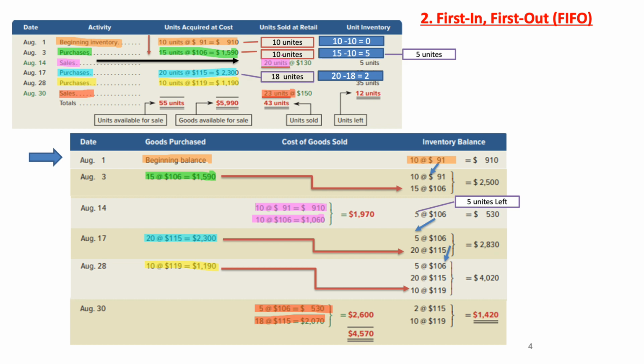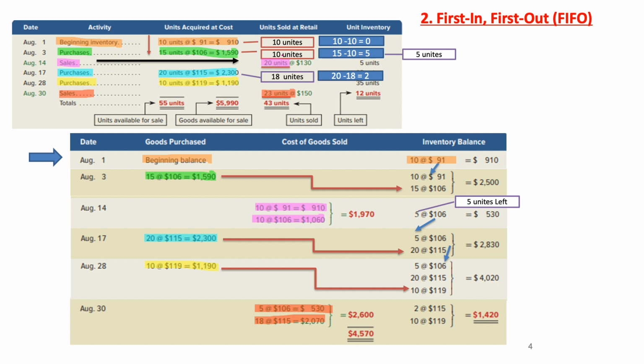So now 18 plus 5 means 23. That's because in August 30, they told me that the sales is 23 units. From where am I going to get the 23 units? Because I'm doing first in, first out. So I'm going to sell whatever is in the beginning of my inventory, which I have now 5 units, and I will take 18 units from August 17 purchases. So the total cost of goods sold is 2,600.